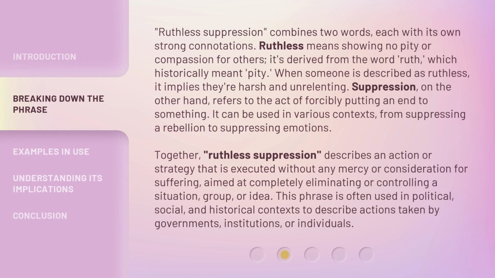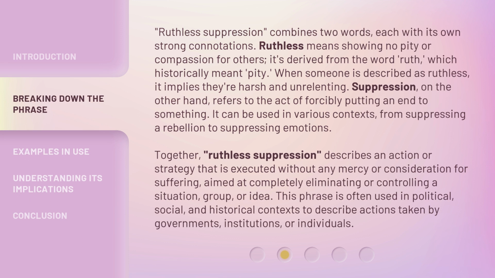Ruthless suppression combines two words, each with its own strong connotations. Ruthless means showing no pity or compassion for others. It's derived from the word "ruth," which historically meant pity. When someone is described as ruthless, it implies they're harsh and unrelenting.